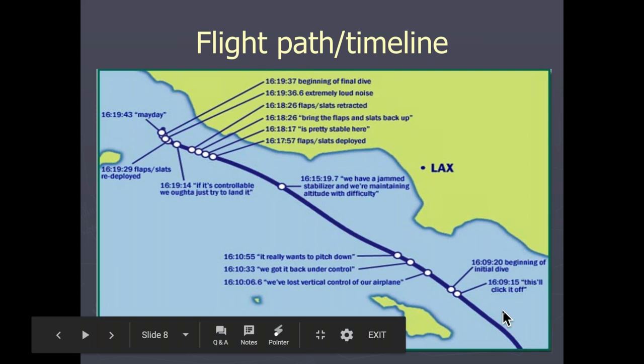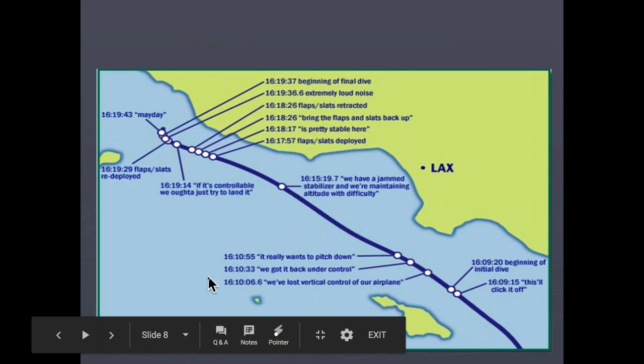So this is just kind of a map of the incident. This is when they pulled that suitcase handle. And about 5 seconds later, they went into that dive. They reported, "We've lost vertical control of our airplane." About 45 seconds later, and about 20 seconds after that, they said that they had it under control. Then they went into another dive. They reported that it really wanted to pitch down.